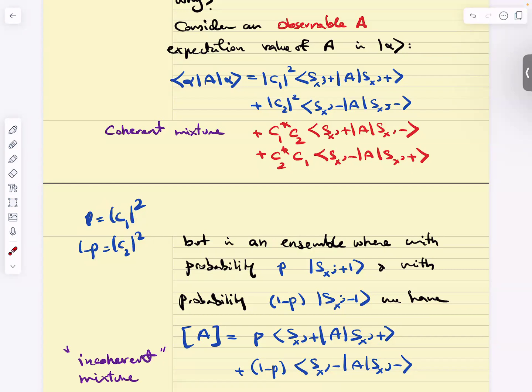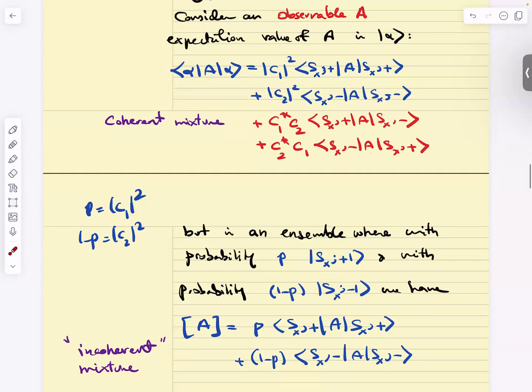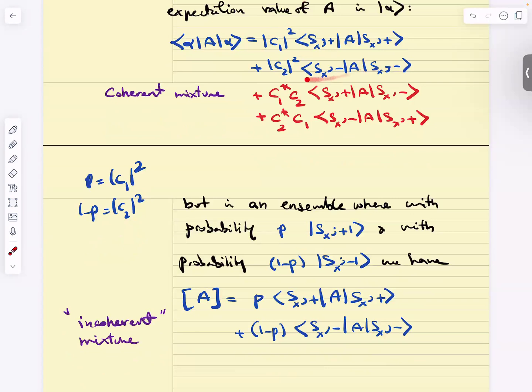Now, if I have an ensemble, which is with probability P Cx plus 1 and probability 1 minus P Cx minus 1, I only reproduce the first two terms, but the next two terms are absent. The next two, those two terms, the red ones, are crucial for a phenomenon in quantum mechanics called interference. This phenomenon that we went over, that whether you watch the system or not, it changes the result.